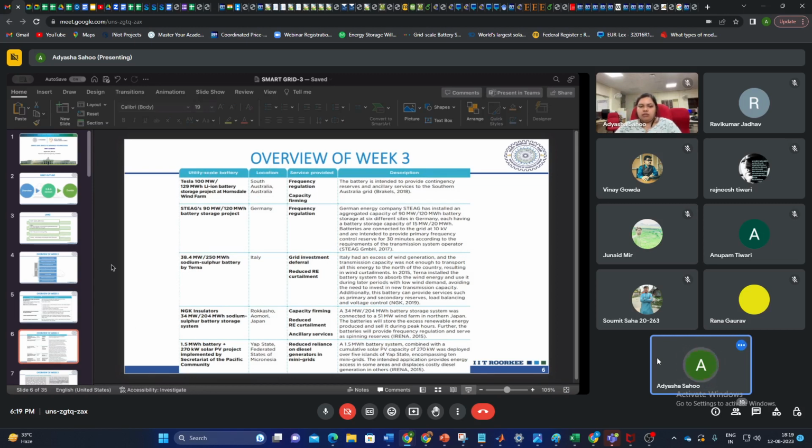Similarly, we have a number of projects here. You can see Germany for frequency regulation, and Italy for grid investment deferral and reduced RE curtailment. Similarly, in Japan and Micronesia, we have mini grids or isolated microgrids. In mini grids, if there is no renewable to provide power to the consumers, we have to run diesel generators. But if we have batteries, then we can charge them with renewables when they are in excess, so that the need for diesel generators is minimized.